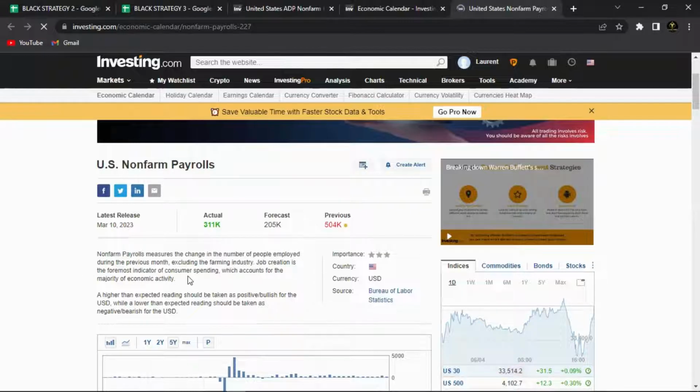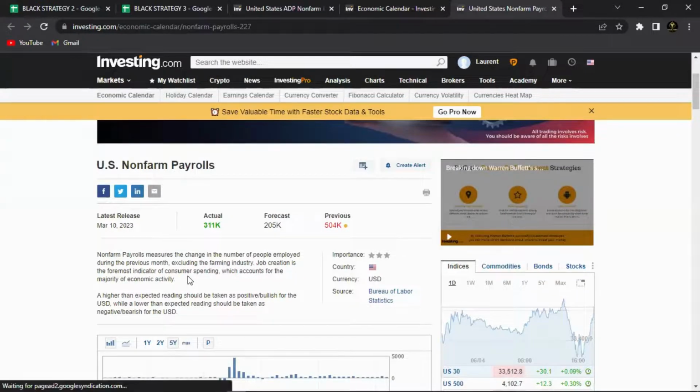So job creation is the foremost indicator of consumer spending, which accounts for the majority of economic activity, as we all know. A higher than expected reading is seen as positive or bullish for the US dollar, while a lower than expected reading is taken as negative or bearish. That means if there are fewer payrolls, that will negatively impact the US dollar. If the readings come out positive, meaning there are more payrolls, then it will positively impact the US dollar.